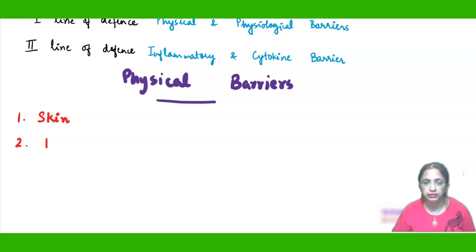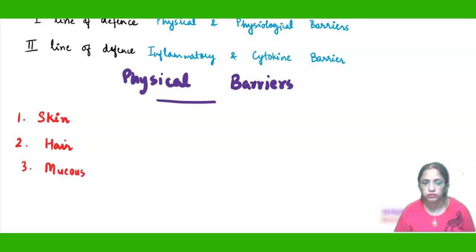Second thing is hair on your body. The nasal cavity contains hair, and this hair helps in filtering the air which you are breathing, but it also helps you in resisting the entry of bacteria in your body. So hair is another physical barrier in your body.